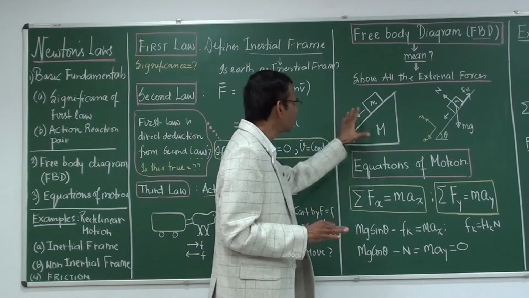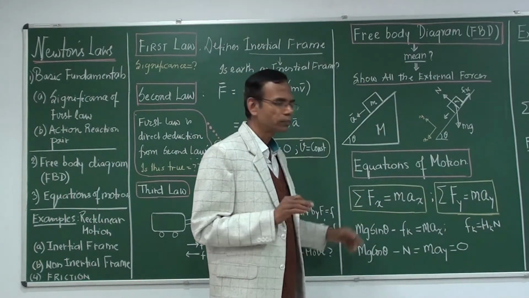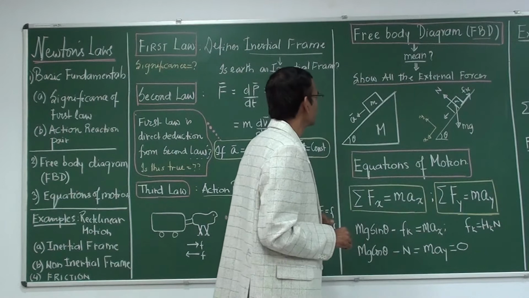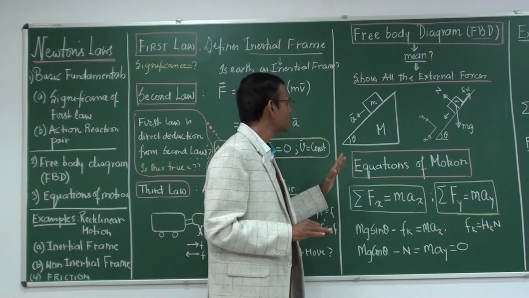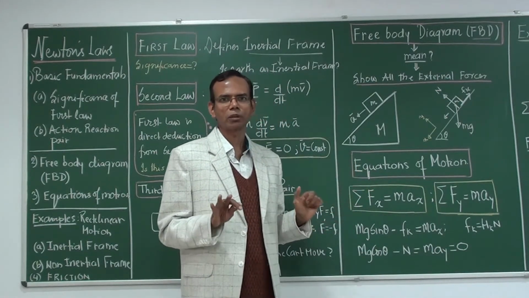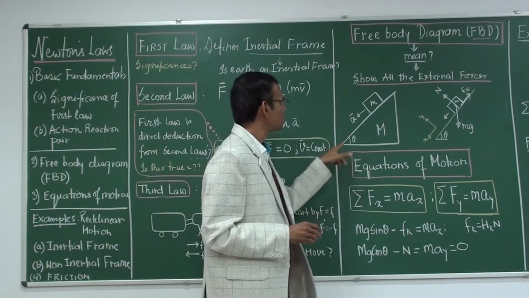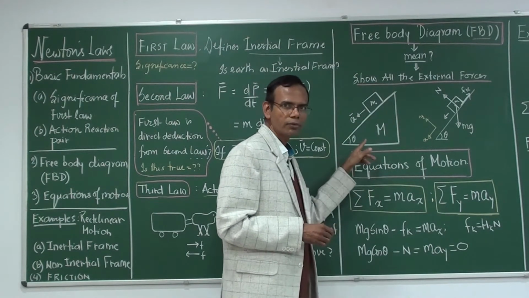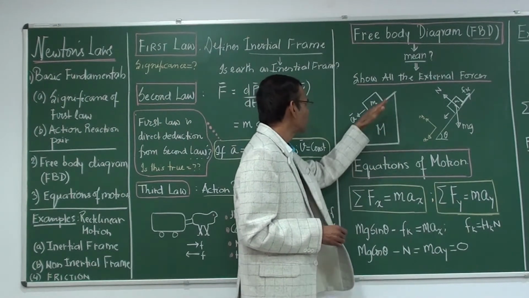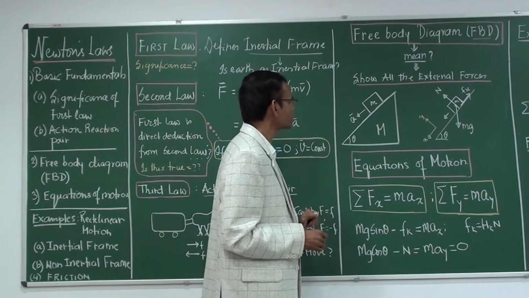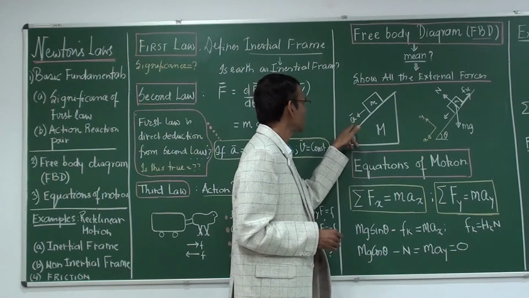You know very well, you know all these things, but these terms confuse you. So, free body diagram, FBD, what does it mean? It means that if there is a body, you have to show all the external forces acting on the body. Suppose I have taken an example: there is a larger block on an inclined plane, and on that plane there is a smaller block of mass m which is sliding with an acceleration a.